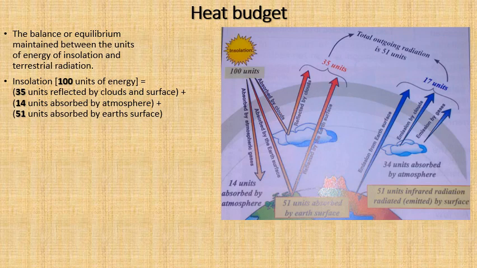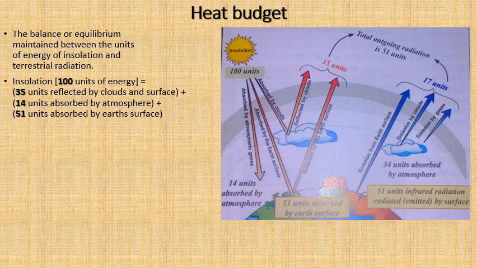14 units are absorbed by the atmosphere. So 35 and 14, if you add together, you have 49 units. None of these 49 units are absorbed or have reached the Earth's surface. 14 has been taken away by the atmosphere, 35 has hit the clouds and reflected, and some have hit the surface and also reflected. But nothing has been absorbed by the Earth's surface, which means we human beings or life living on Earth haven't received any of these 100 units so far.